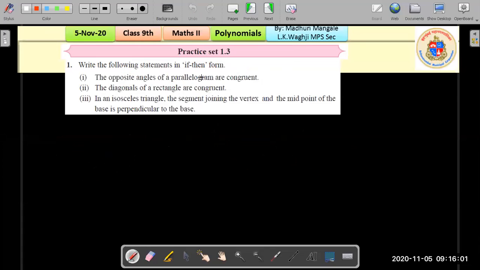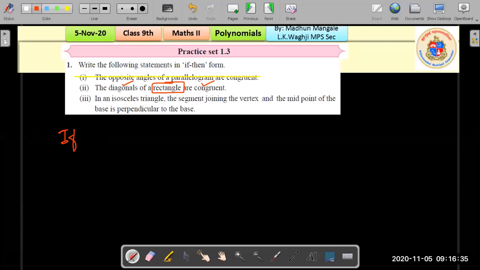The diagonals of a rectangle are congruent. That means if it is a rectangle, then the diagonals will be congruent. Okay, so how do we write it? If it is a rectangle, we have to use the word quadrilateral, right? Because rectangle, parallelogram, rhombus, square, they all belong to the quadrilateral family.